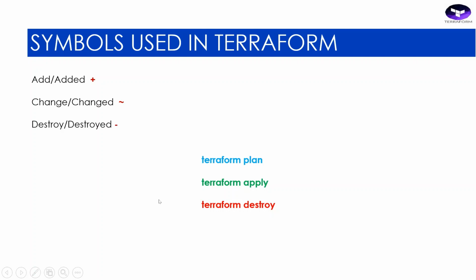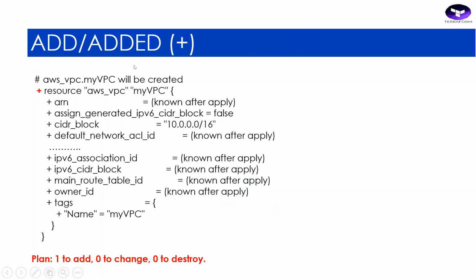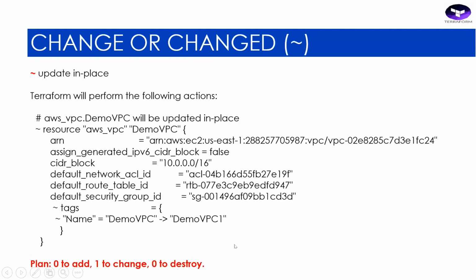So let me go and show more details. Once you see a plus symbol, it means these are the resources going to be created, and if you see the number one added, it means one resource is going to be added. Similarly, you can get more than one. If nothing is going to be done, then it will say zero to change or zero to destroy. Similarly for change also, it means these are the resources going to be changed.